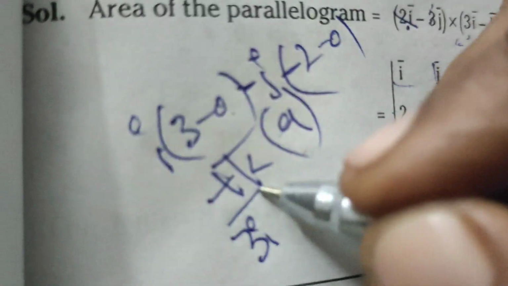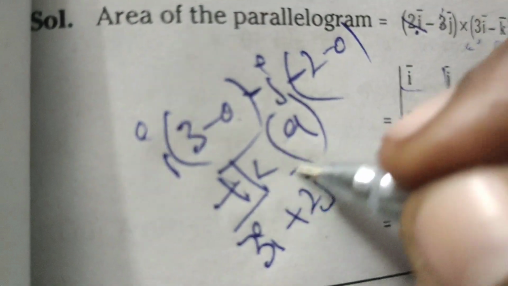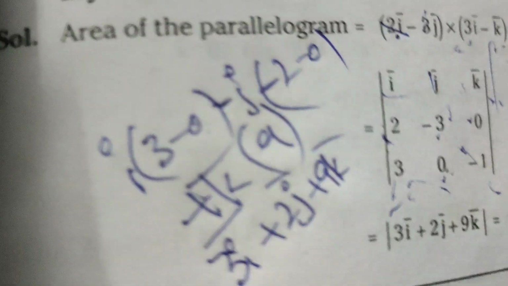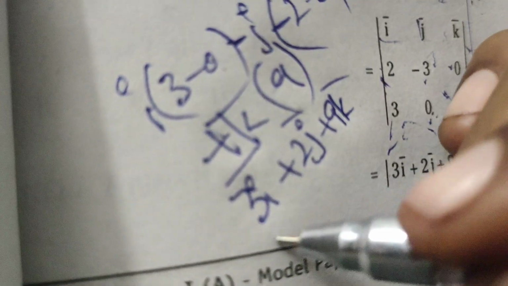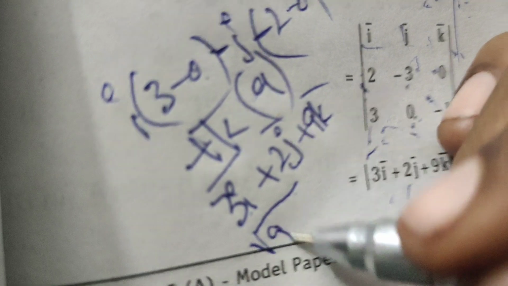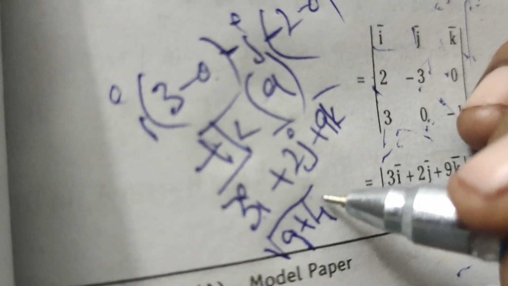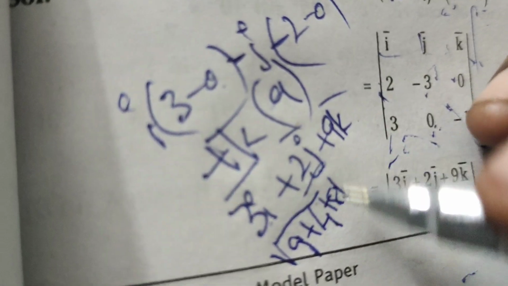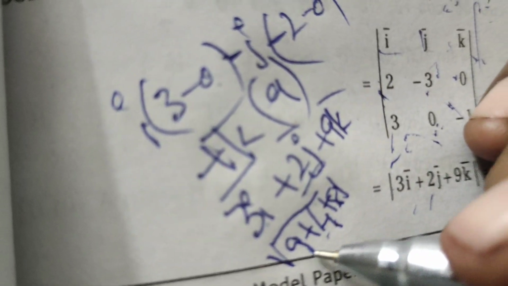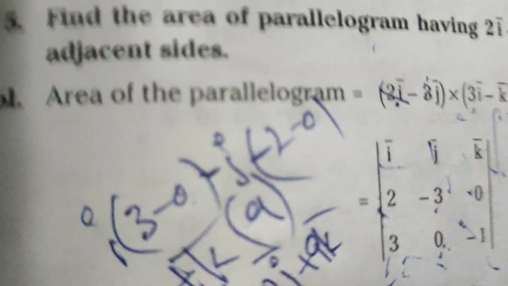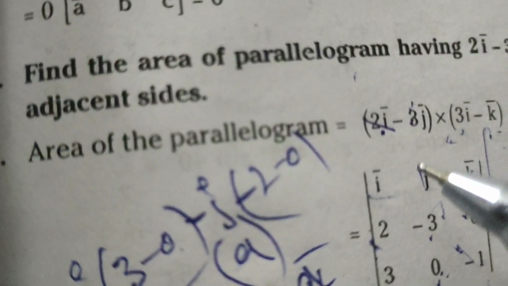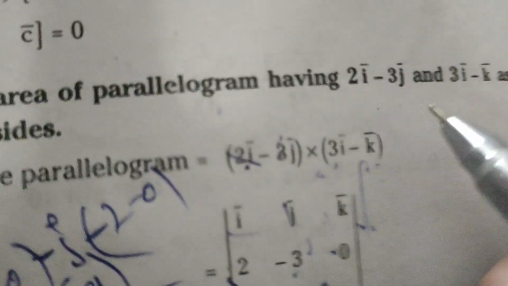So we get 3i bar plus 2j bar plus 9k bar. Now the modulus is the root of 3 squared, 9, plus 2 squared, 4, plus 9 squared, 81, which is 94. So root of 94 square units is the area of the parallelogram having these two vectors as adjacent sides.